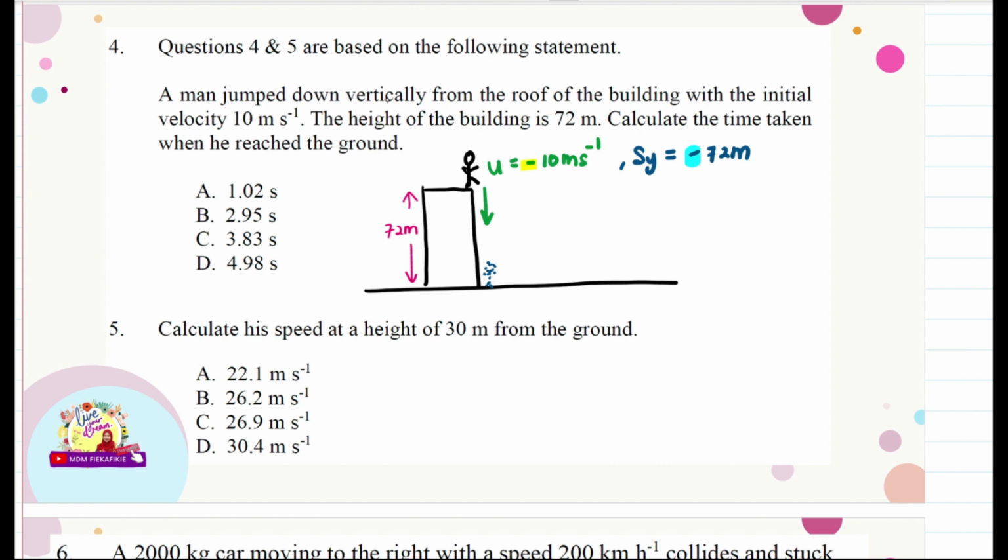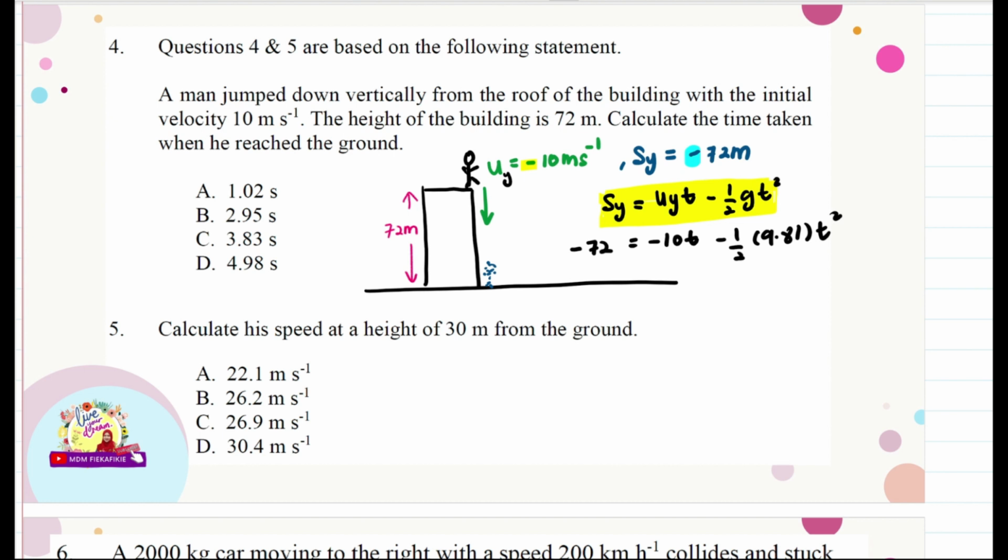So kita perlu guna equation SY equal to UYT. UY kita dah ada because the man is jumping downward. Okay. So minus half GT squared. Okay. So we use equation of free fall equation ataupun projectile motion tetapi the angle is equal to 90 degree. Okay. So guna equation ini sajalah. Tapi jangan lupa masukkan negative 72 and negative 10 T minus half 9.81 T squared. Alright. So you tekan calculator.